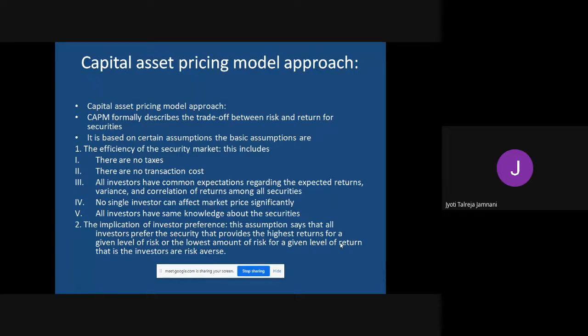If you see the dividend model, we just take dividend and market price per share. So we are focusing only on the return and the market price. We are not focusing on the risk of the company, whereas the CAPM model focuses on the risk factor. So they say it describes the trade-off between risk and return for securities. Trade-off means balancing. So the CAPM model helps you balance between risk and return of the securities.